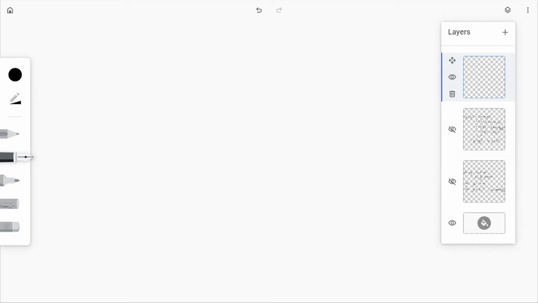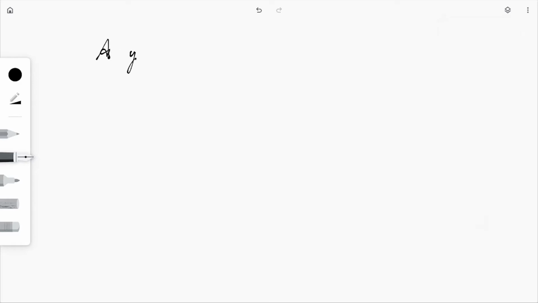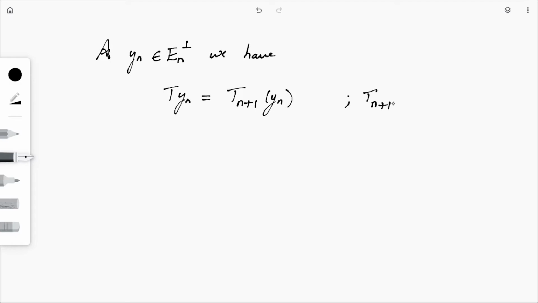Now, as yn belongs to en orthogonal, we have T of yn can be written as Tn plus 1 of yn. Now why is that? Because if you remember, in the theorem we had Tn plus 1 as nothing but the operator T restricted to en orthogonal. So yn is an element of en orthogonal, and whenever T acts on an element of en orthogonal, it is the same as Tn plus 1.